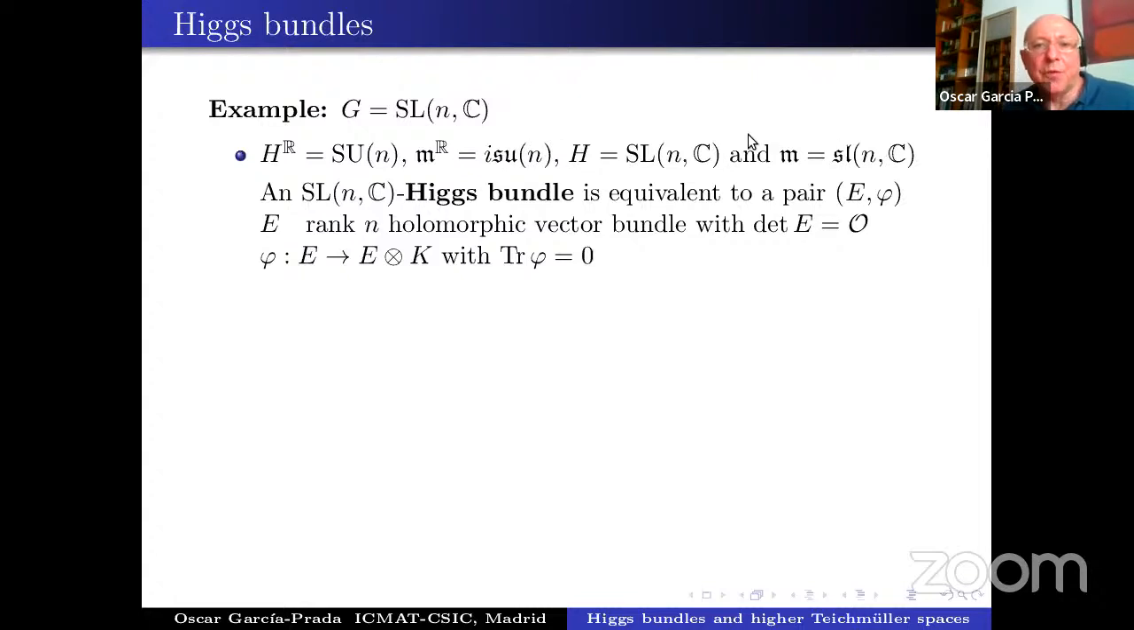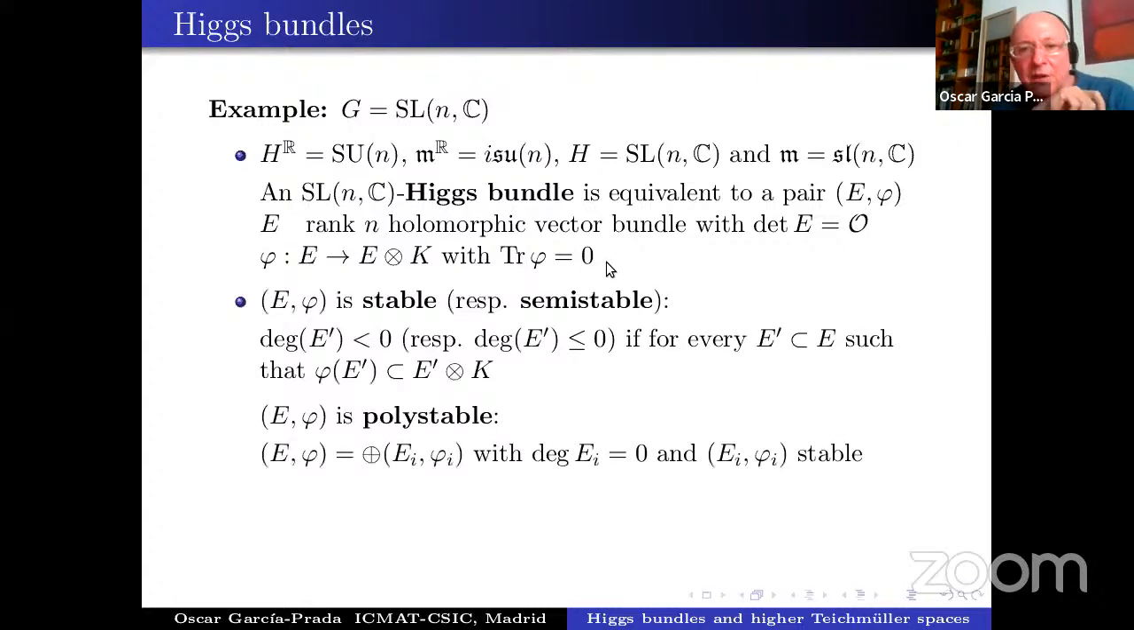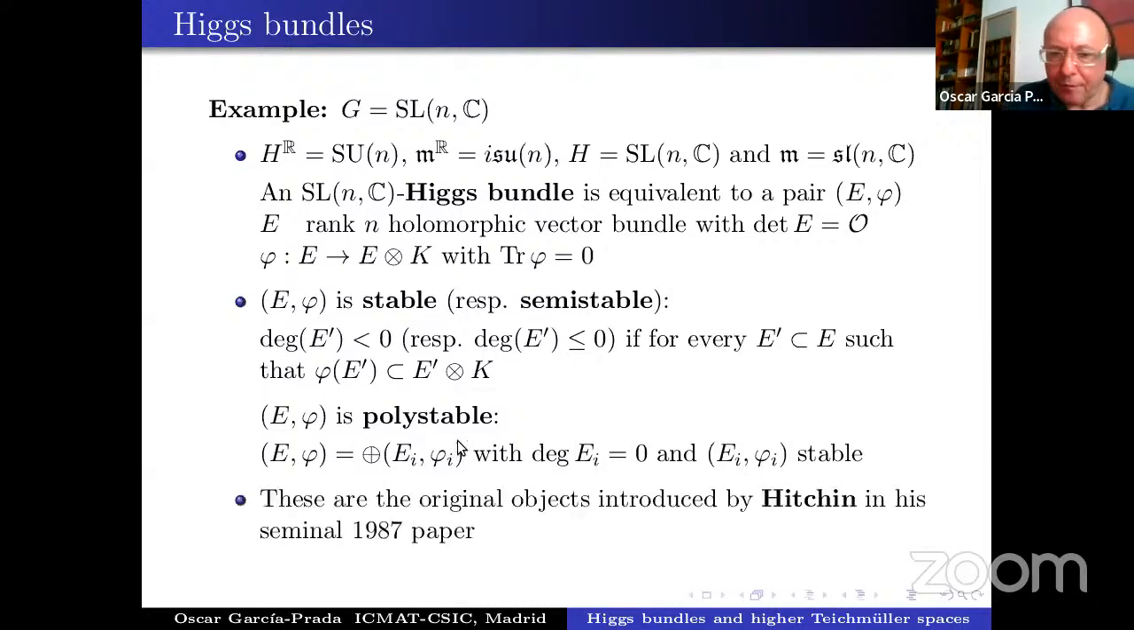Because we are working with this classical group, we can think of SL(n,C) Higgs bundles in particular in terms of vector bundles. So this is a pair where E is a rank n holomorphic vector bundle. And because of the S here, the determinant is fixed to be trivial, and the trace of phi is equal to 0. These are the familiar objects that were introduced by Nigel Hitchin. And as you know, there are notions of stability for these objects very similar to those for vector bundles. The extra condition is that the subbundle to which you check the stability condition, the slope condition, has to be invariant under phi and so on. And you have polystable objects.